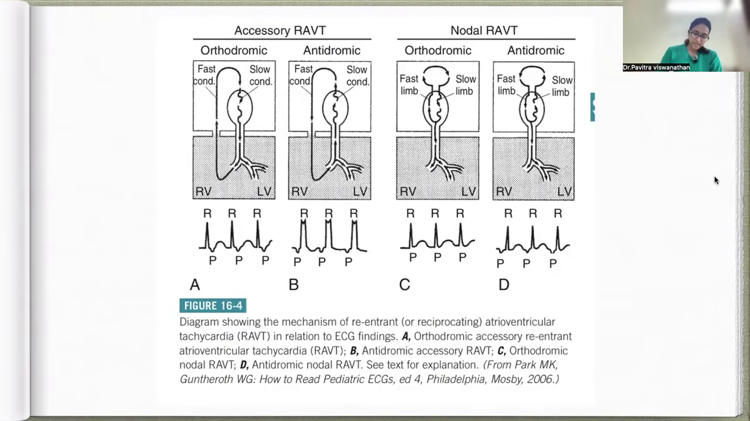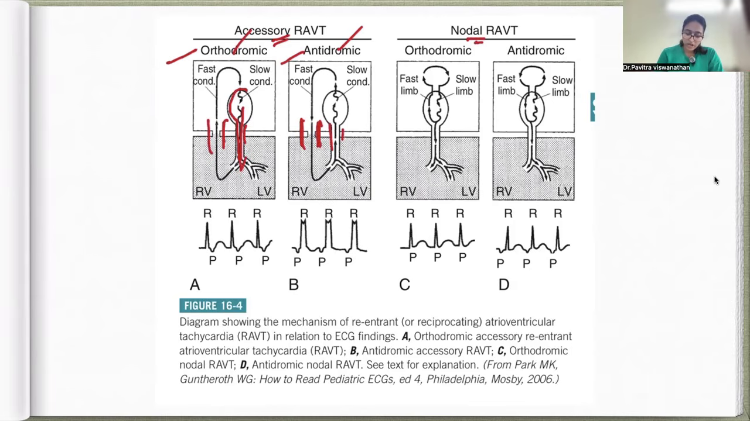So these are all diagrams representing different things. If you look at this accessory pathway, it's a separate pathway. This egg-shaped thing on this road is your AV node, but you have a separate pathway sitting here. The terms orthodromic and antidromic just mean the direction in which your electrical activity is going. If it is going from your atria to ventricle through the AV node, it is the orthodromic path. If it is happening in reverse, it is antidromic. So that's about the accessory pathway.